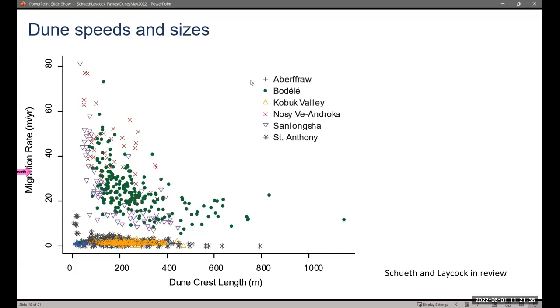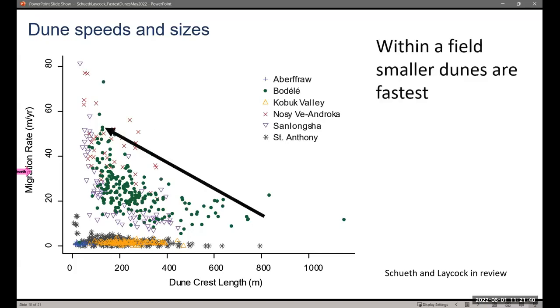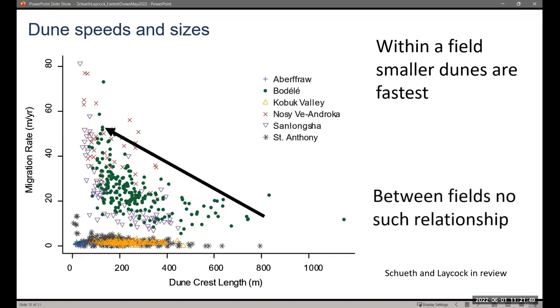We see that there is a clear relationship there: the smaller the dunes get, the faster they move. And this matches what's been published before. However, what is also interesting here is that if we compare dune fields together, there is not a clear relationship between size and speed. There can be very fast moving small dunes, and there can be very slow moving small dunes. However, there does seem to be some threshold, maybe around 200 to 400 meters in crest length, above which you can no longer get fast moving rates above 40 meters per year.